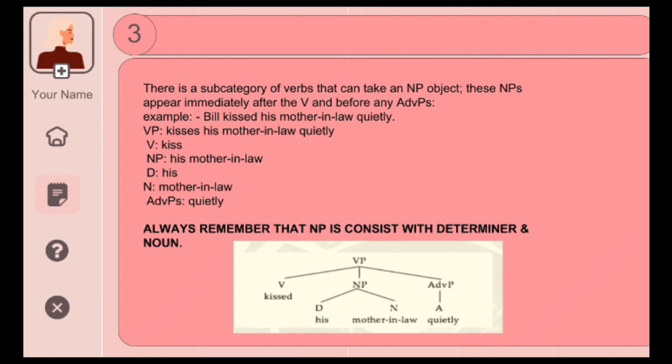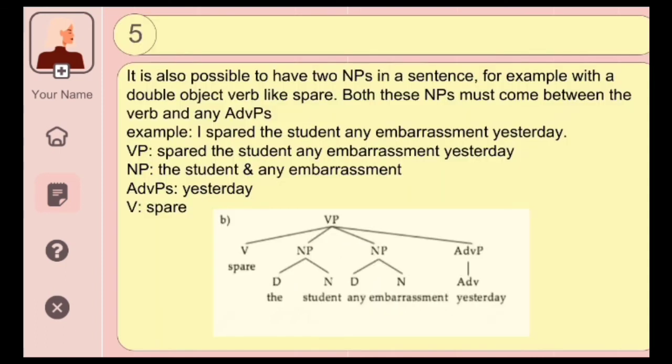It is also possible to have two noun phrases in a sentence. Both noun phrases must come between the verb and any adverb phrases. For example, I spared the student any embarrassment yesterday. The student and any embarrassment, those are our noun phrases. Yesterday is our adverb phrase, and spared is our verb.